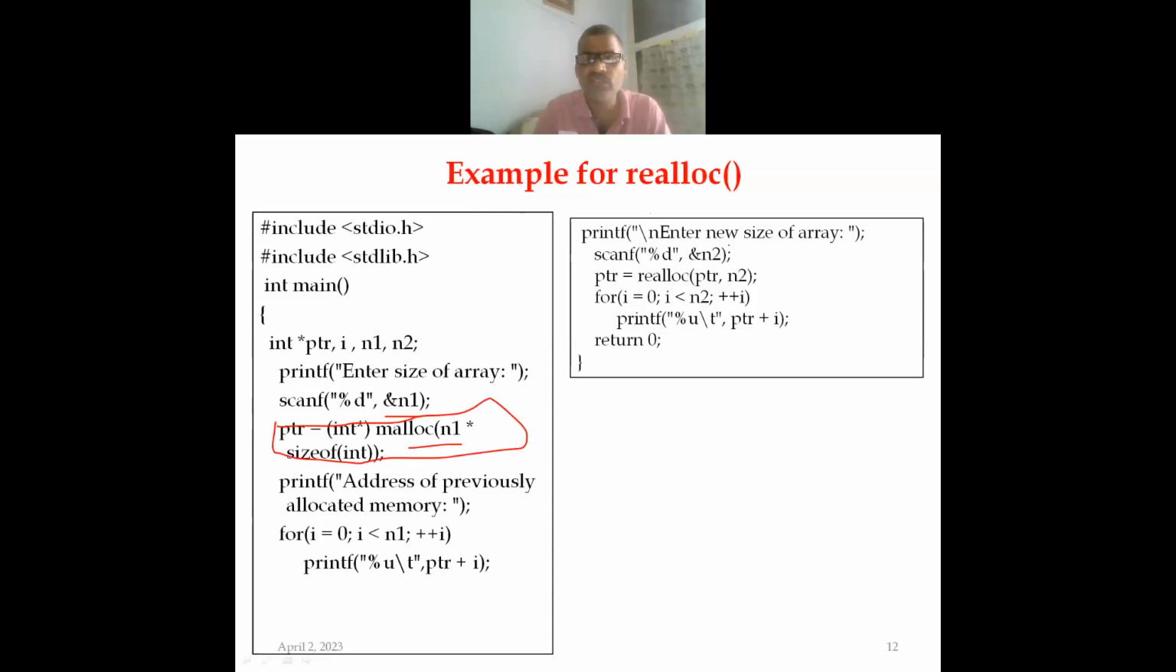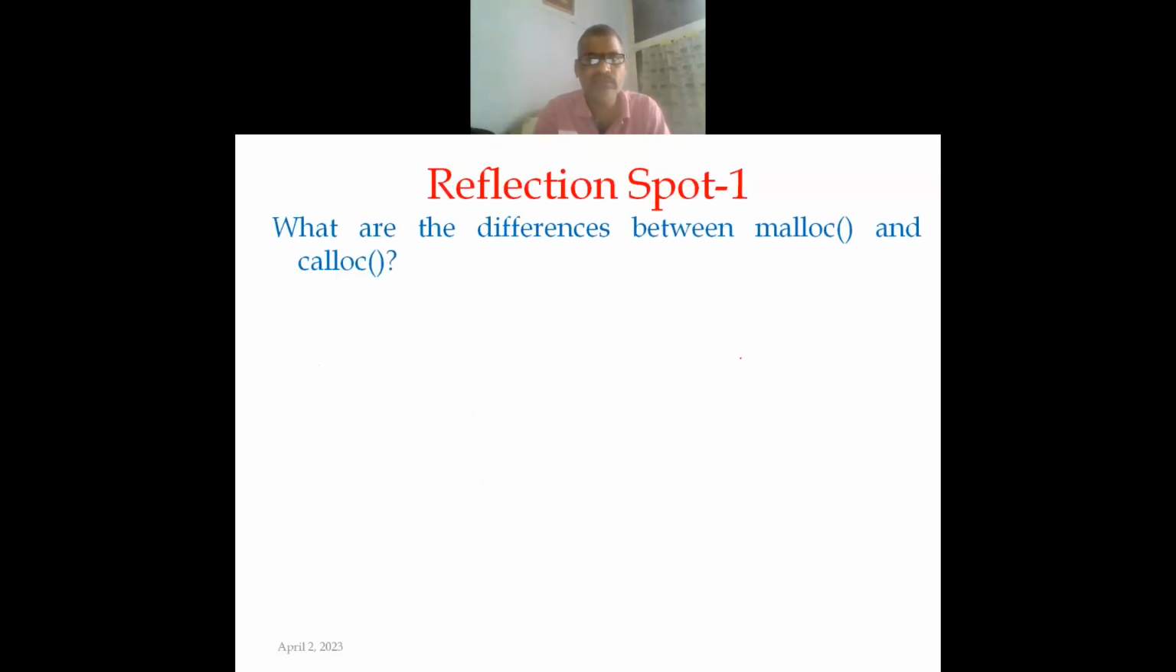After that, we are taking a new size and reallocating the memory: realloc of ptr comma n2. Then that newly allocated memory is pointed to by the pointer, and we are making use of that newly allocated memory. Fine. So this is how you can use the realloc function.